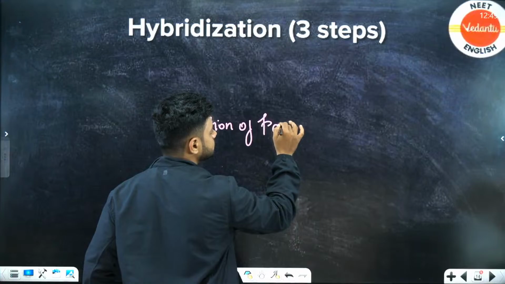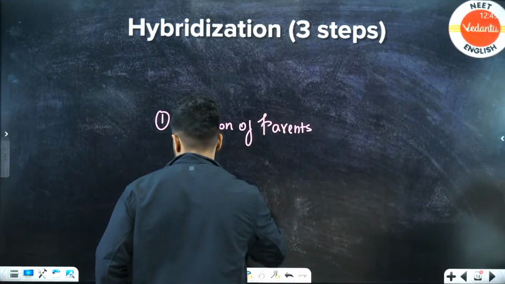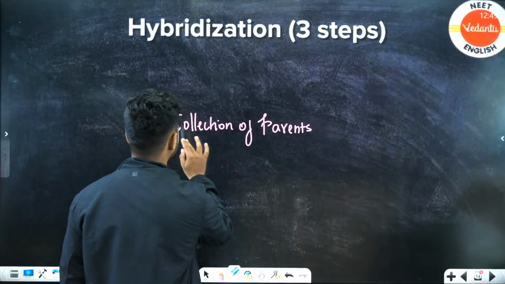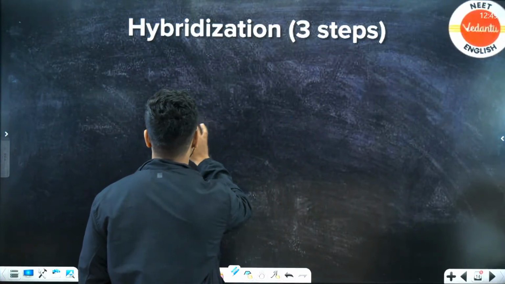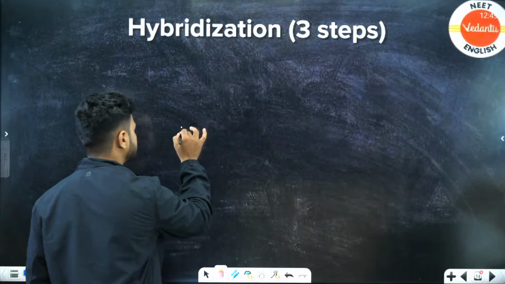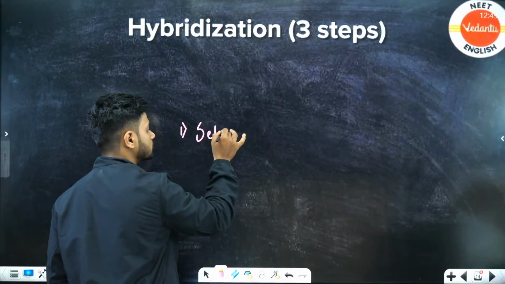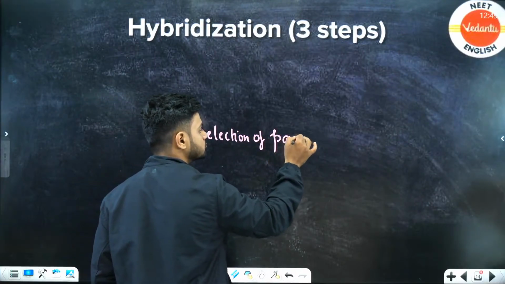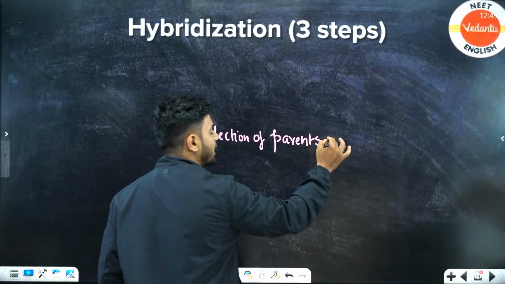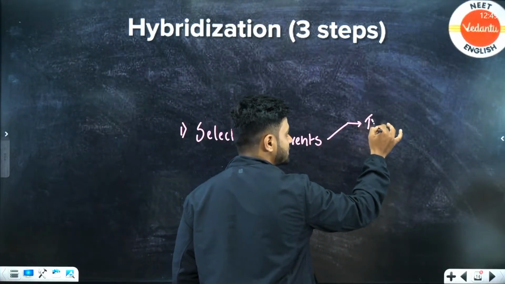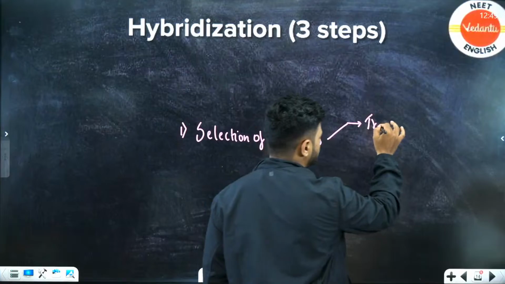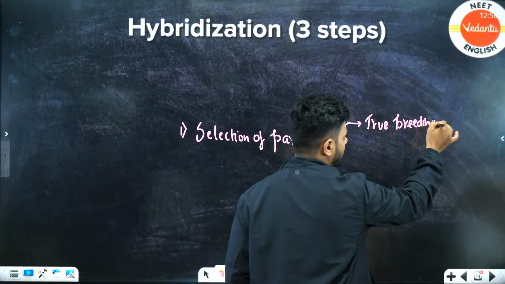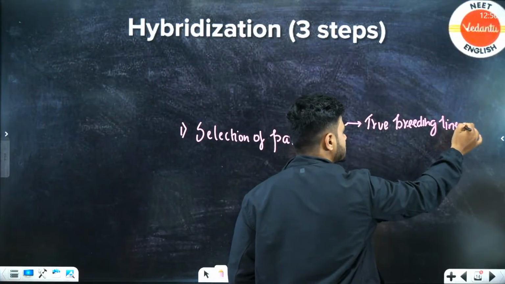Collection of parents, or can I say selection of parents? That is better to understand. Selection of parents, that is better to write. And remember students, they should be true breeding lines. True breeding lines, always.